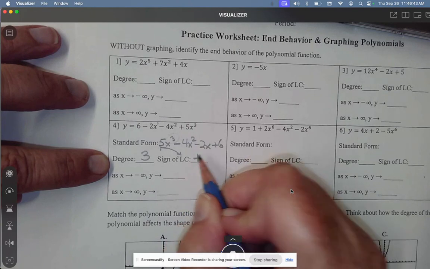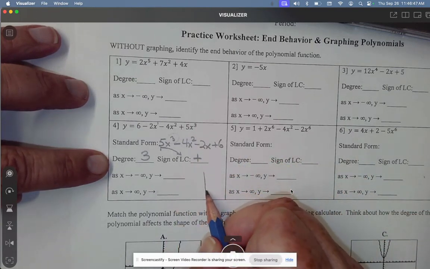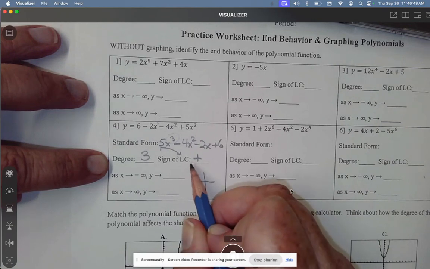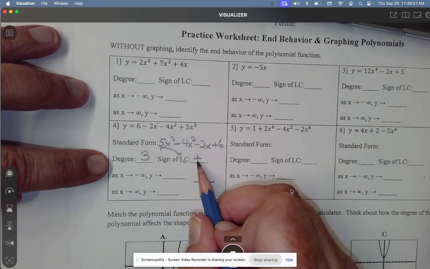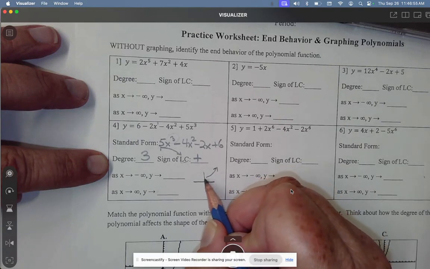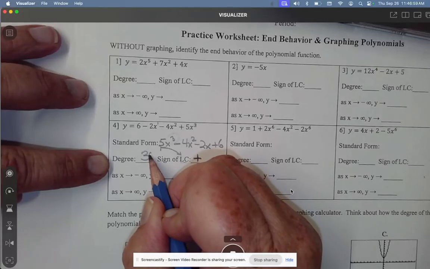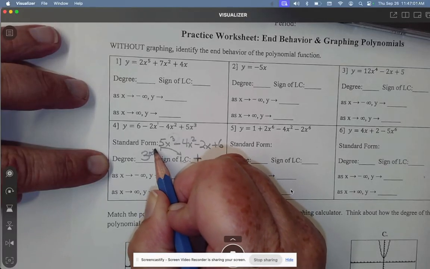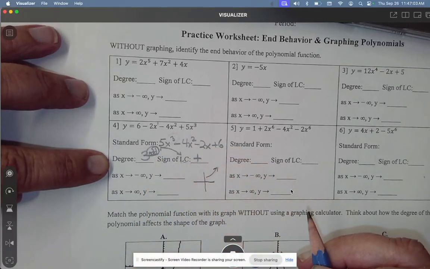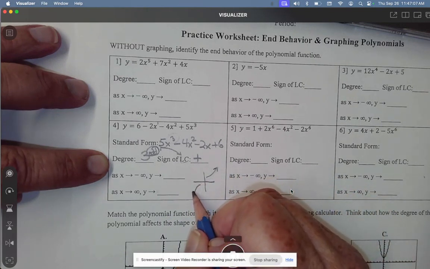It has a positive. So now before I do this, I usually draw a little mini graph, because if my leading coefficient is positive, it means I'm leading a positive life, and that means I'm heading towards infinity. Because I have an odd degree, I should have written odd here originally, that means my two ends are opposite.